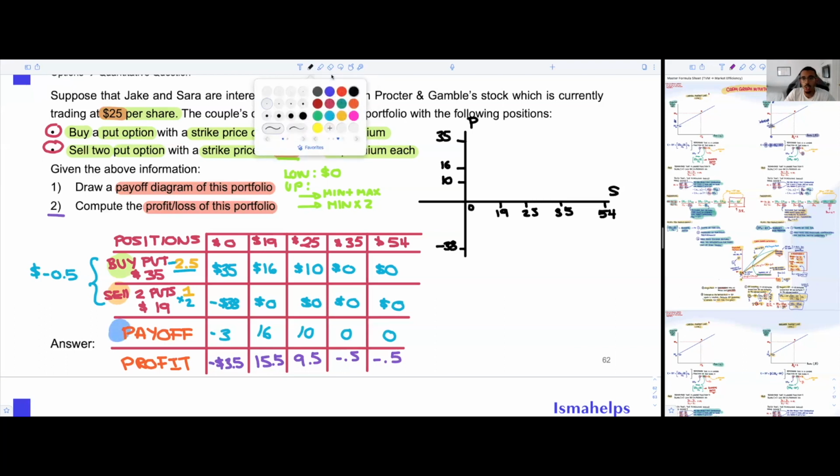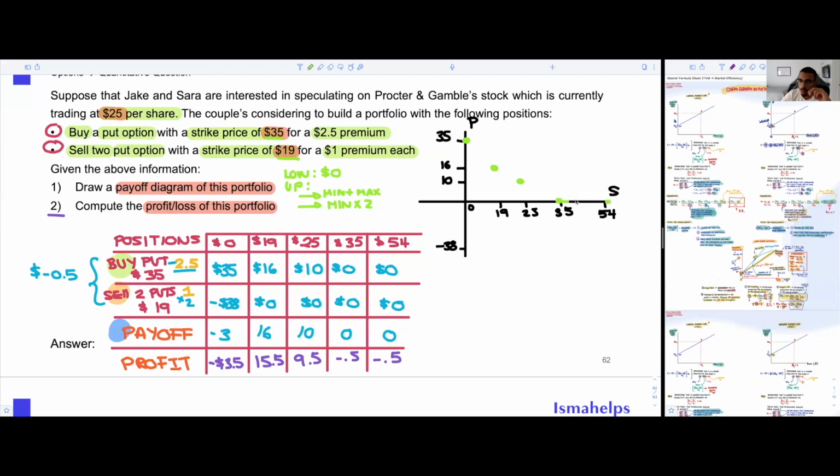So if we were to draw our first position onto our payoff diagram, we would get something that looks like this. So our put, if the stock price was $0, would yield 35 bucks as a payoff. And if the stock price was 19, it would yield 16 bucks. And if it was 25, it would yield 10 bucks. If it's 35, it would yield 0. If it was 54, it would yield 0.